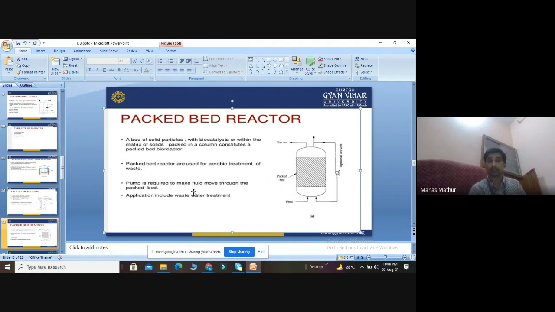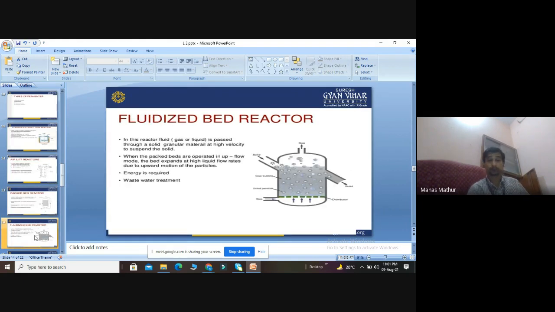Basically, this packed bed reactor is used in the application of wastewater treatment. Here, what will they control? They will control the biological oxygen demand, chemical oxygen demand, turbidity, and electrical conductivity. All these things are basically conducted in the packed bed reactor. So through proper aeration, they balance the BOD or COD level. The third type is the packed bed reactor.